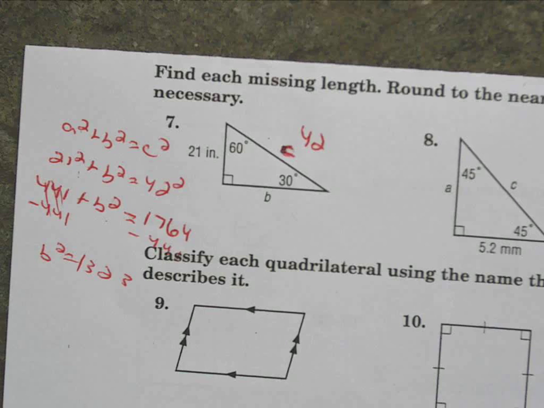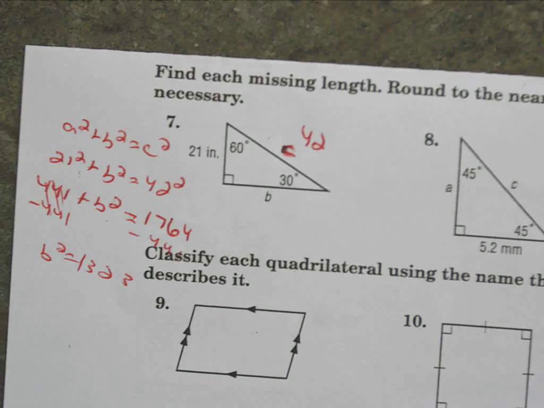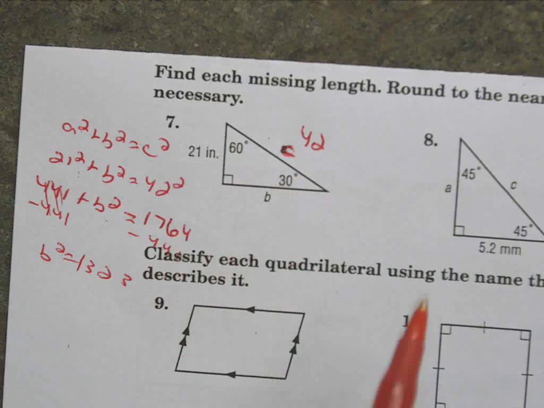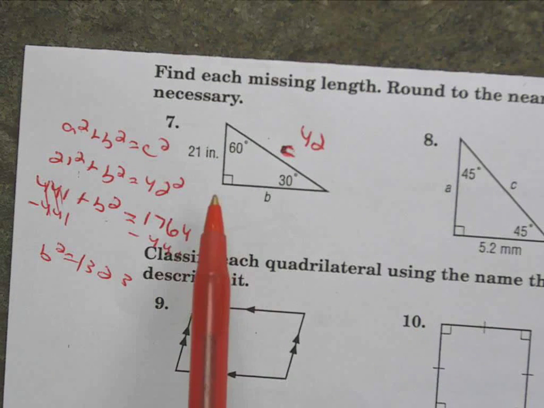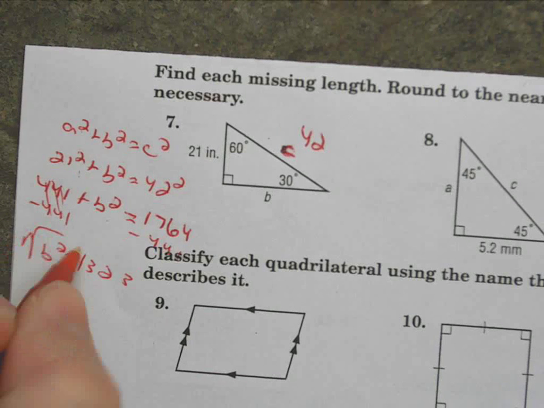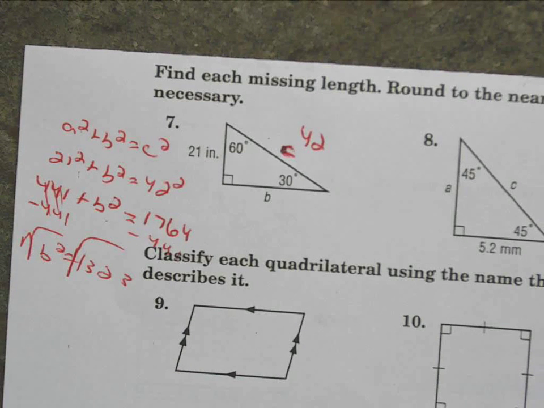Now, here's my other idea that I told you when we learned this particular idea. If the short side's 21, long side's 42, my answer better be greater than 21 and less than 42. That ain't even close. Square root this. To get rid of a squared, I square root. I need someone to raise their hand and tell me what's the square root of 1323.